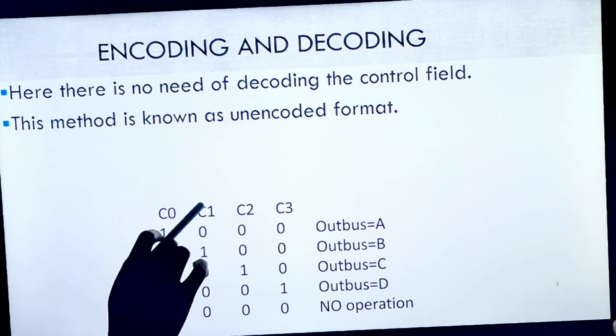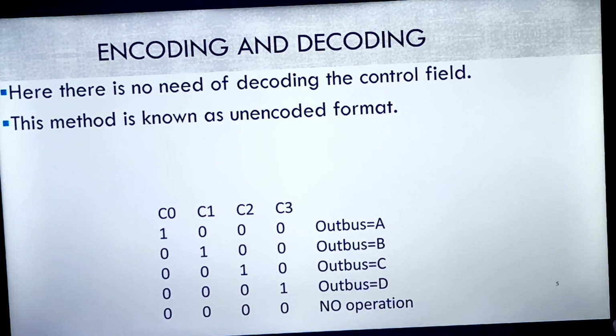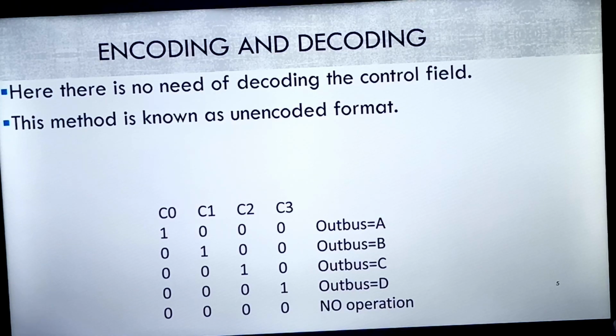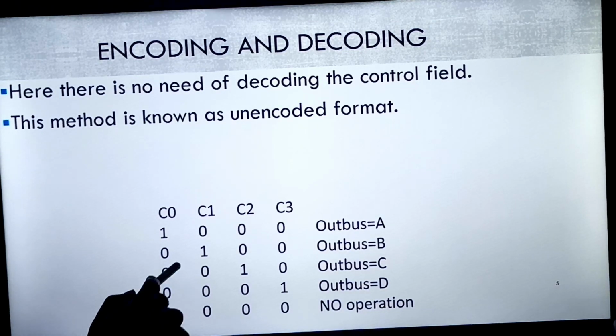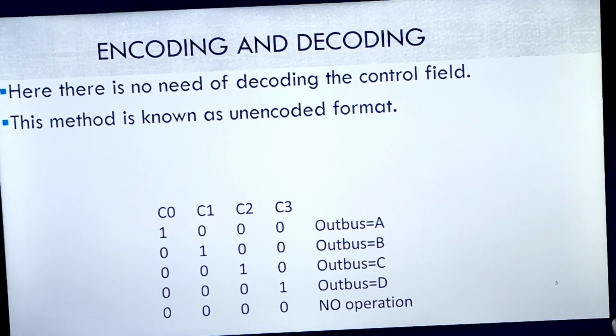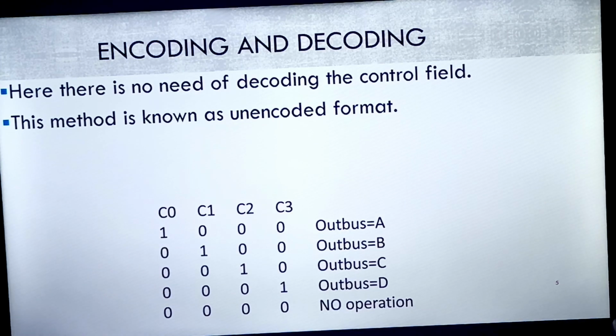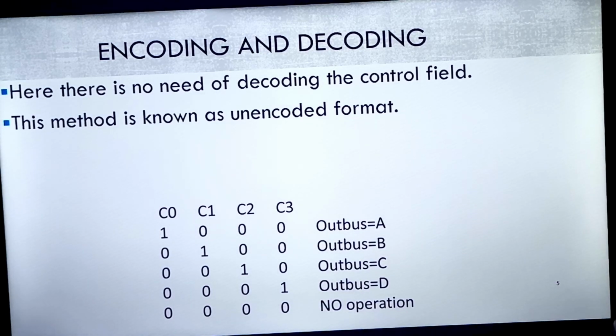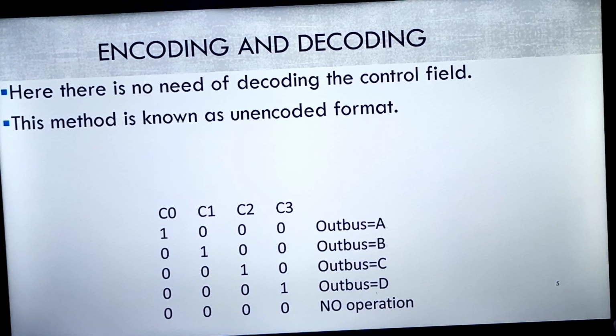This means that at the same time the degree of parallelism is more. At the same time I can execute more control signals. This way of arrangement is known as the unencoded arrangement of control signals, and this approach is also called the horizontal approach for microinstruction. Fine.